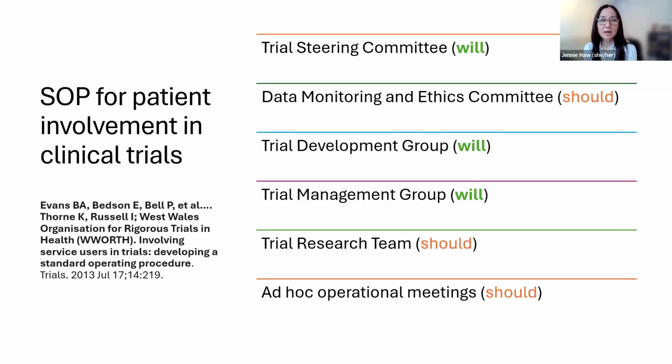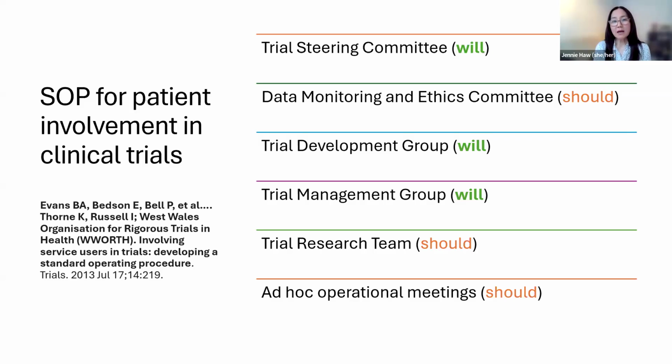So first is the trial steering committee. You'll see that I have "will" in green, and "should" in orange. What I understand them to be saying is that where there's a will, that's the difference between a must and a may. So they really recommend that at least 2 patients be involved in a trial steering committee. So this is a must. And this group would contribute to decision-making about the design, conduct, and reporting. So kind of the governance of the trial.